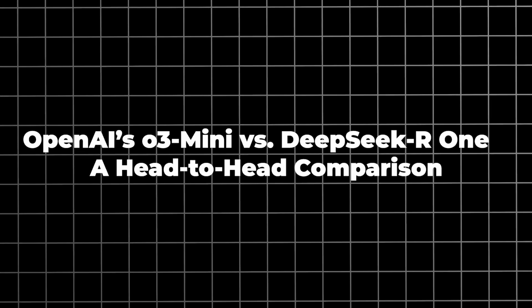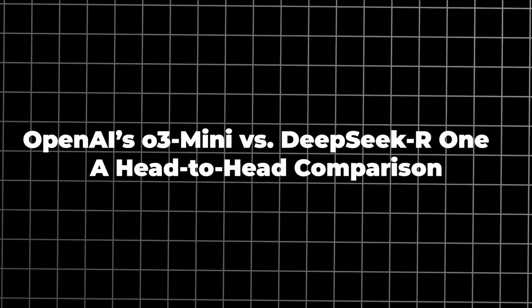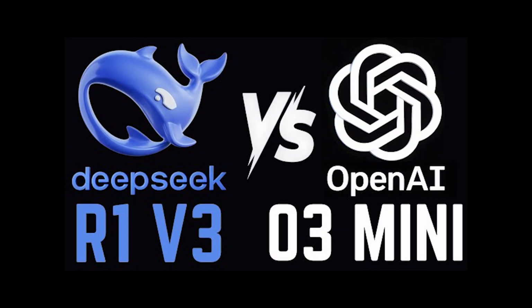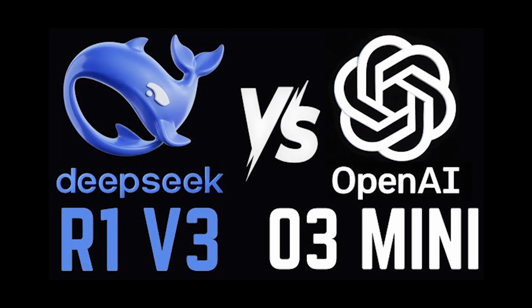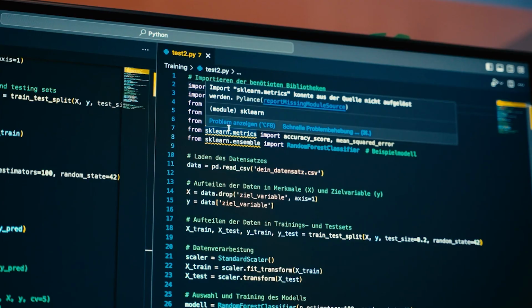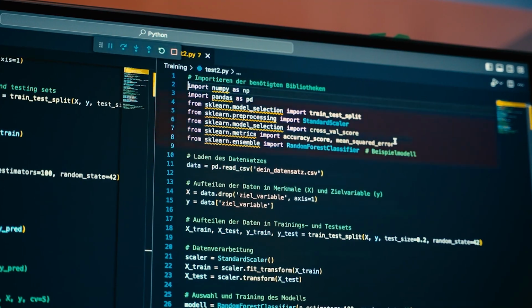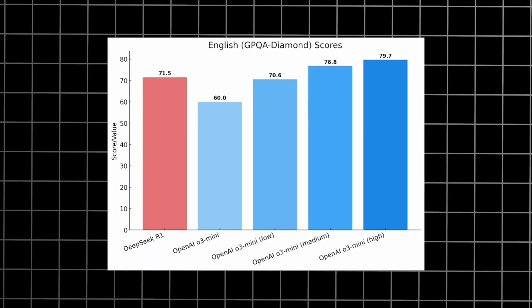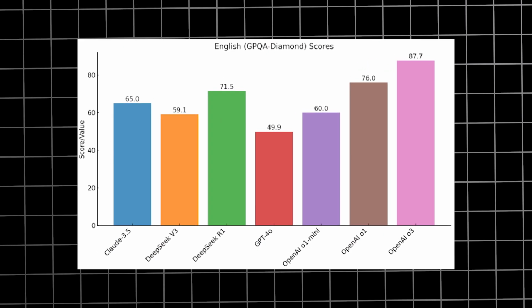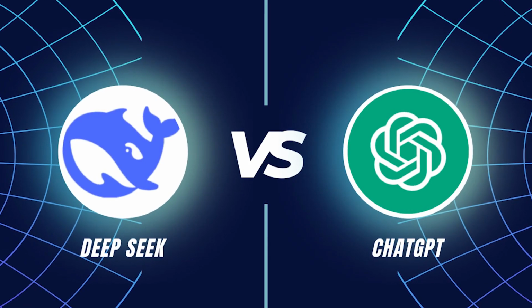OpenAI's o3-Mini versus DeepSeek-R1, a head-to-head comparison. The recent launch of OpenAI's o3-Mini has made waves in the AI community, positioning itself as a strong competitor to DeepSeek-R1. Both models are designed to enhance reasoning and coding skills, yet they differ in structure, performance, accessibility, and intended use. In this comparison, we'll explore their strengths and weaknesses, focusing on their ability to handle logical reasoning, STEM challenges, and coding tasks.